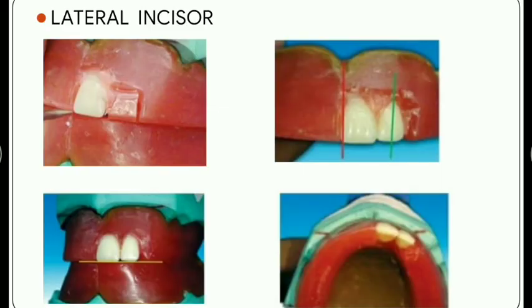Here also the same: measure the dimensions of the lateral incisor and mark the desired outline on the rim. Then scoop out the wax and set the lateral incisor. When viewed from the front aspect, the long axis of the lateral incisor is inclined to the vertical axis slightly, and the incisal edge is placed 1 mm short of the occlusal plane. The central incisor is in contact with the occlusal plane, but the lateral incisor is 1 mm short of the occlusal plane. And when it is viewed from the occlusal aspect, it should be in the line of the arch.